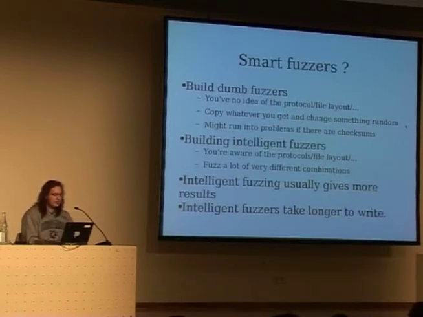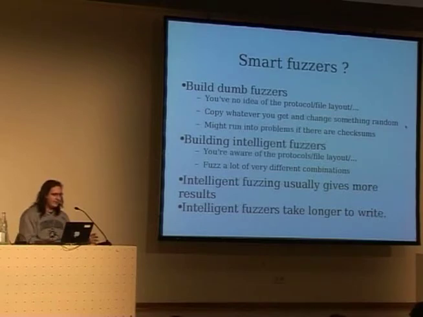Building an intelligent fuzzer is basically the opposite. You know the protocol and the file layout, and you implement the fuzzing. You implement the encryption and compression and checksums and whatever you need. So building intelligent fuzzers takes a while. Obviously, they'll be able to fuzz a lot more and go a lot deeper into code paths. So intelligent fuzzers almost always give you better results than dumb fuzzers. It's kind of a trade-off.